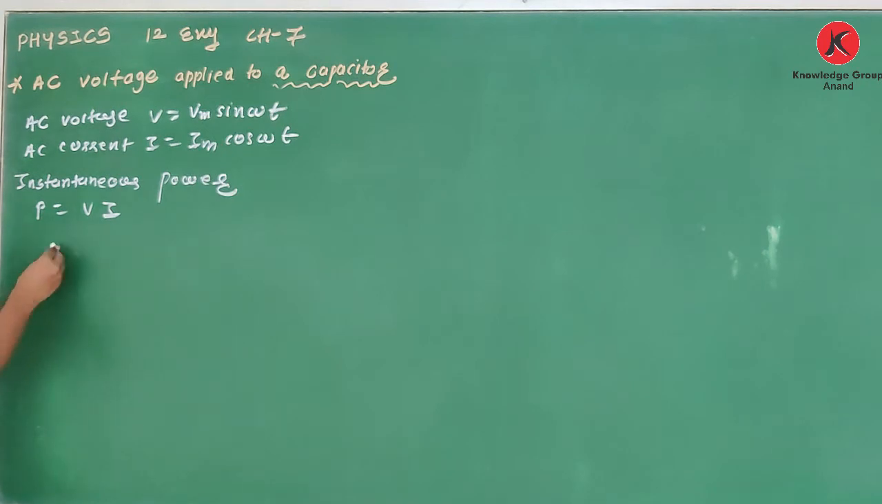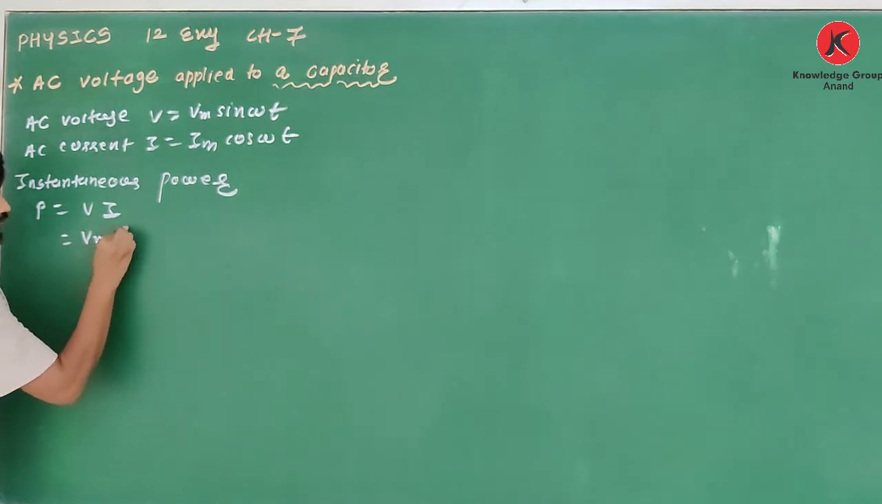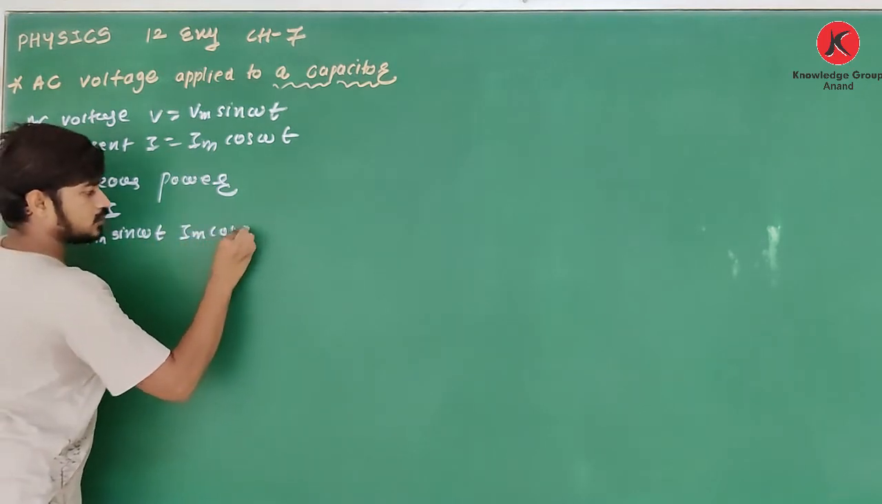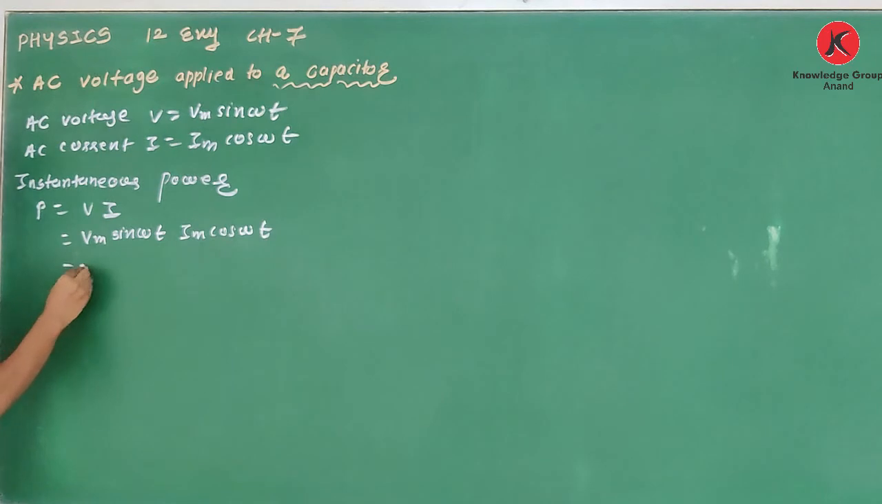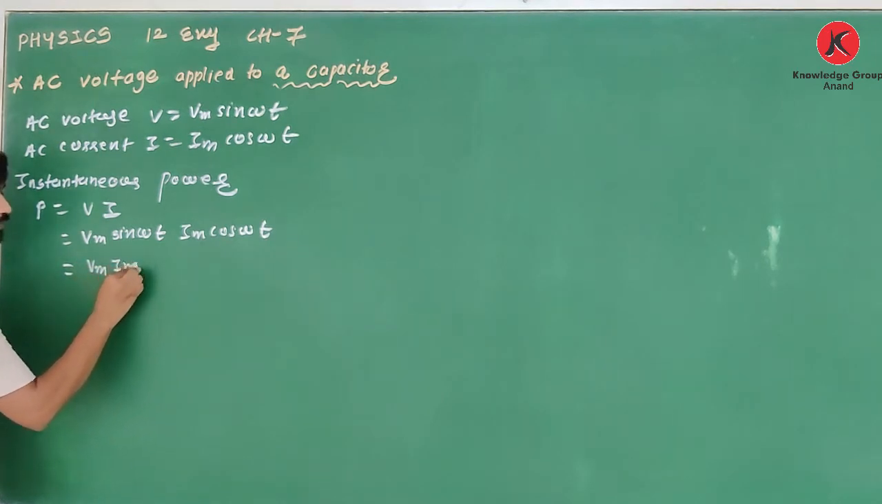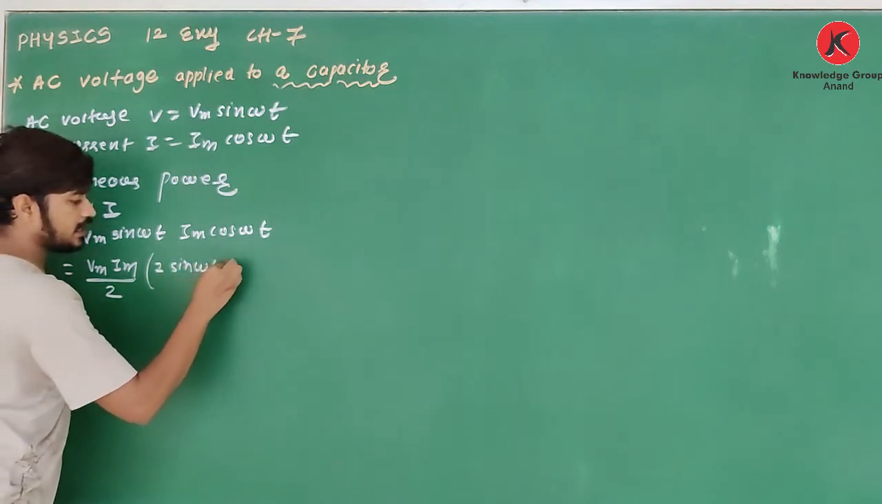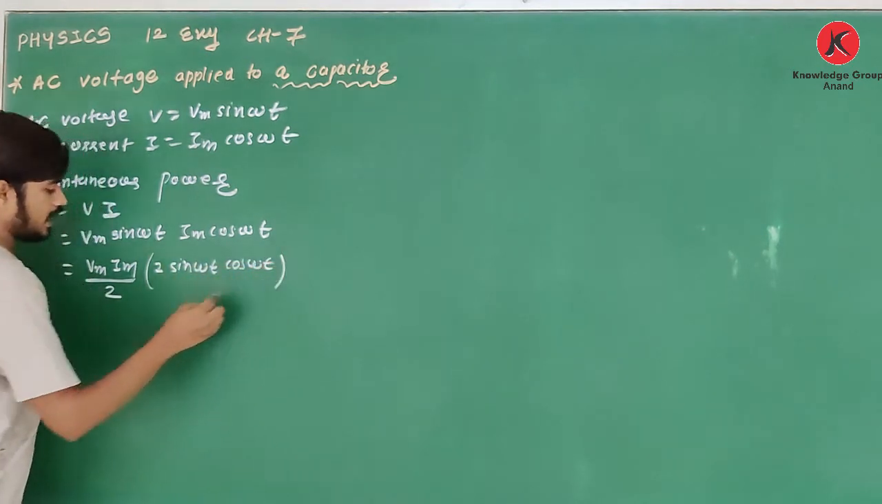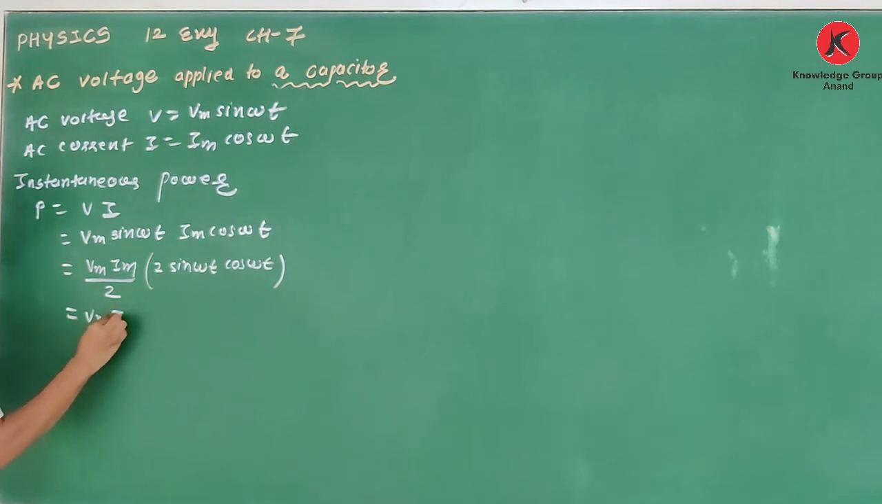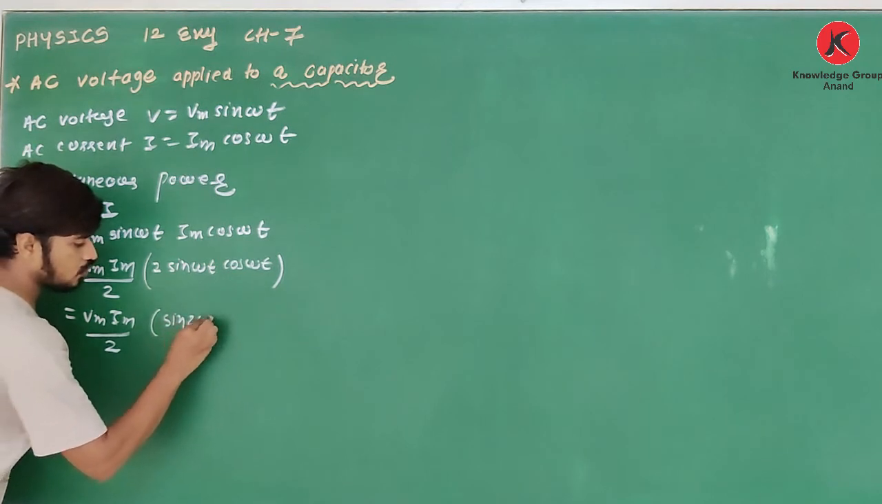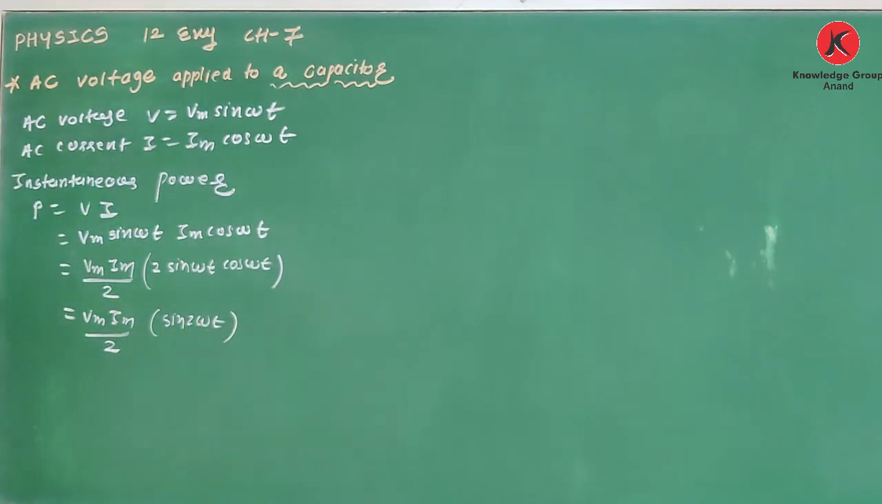Instantaneous power, P is equal to Vi is equal to Vm sin omega t times Im cos omega t, is equal to Vm Im divided by 2 sin omega t cos omega t, is equal to Vm Im divided by 2 sin 2 omega t. Yes, it is instantaneous power. Now, how to find average power?